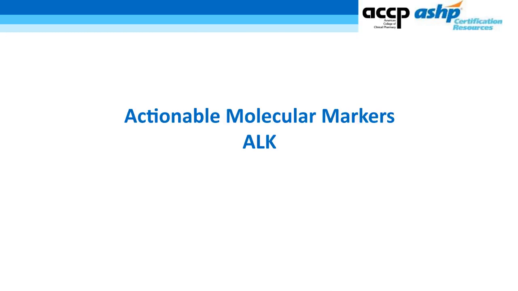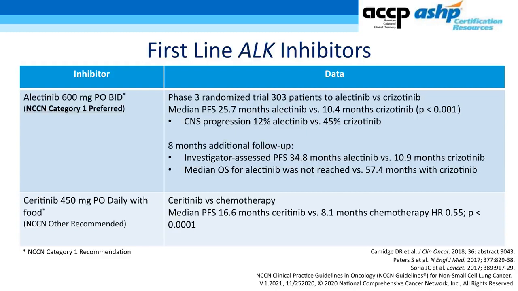Now on to ALK positive disease. As we talk through first-line options for ALK positive disease, you'll notice that NCCN lists one of the many options below as a category 1 preferred recommendation, and that is with alectinib at 600 milligrams by mouth twice daily.